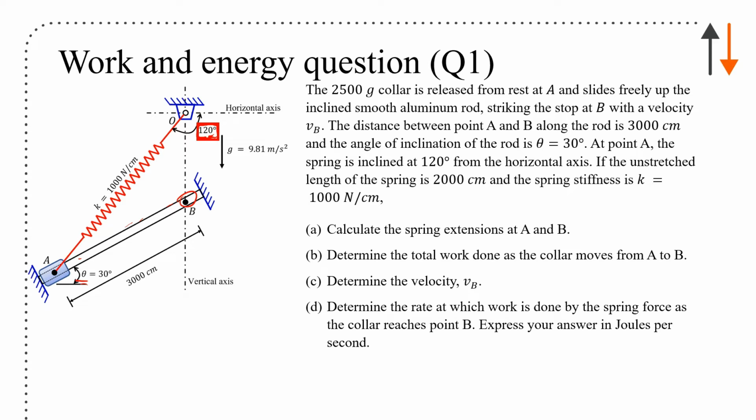You'll also notice that this has a lot of weird units: 2,500 grams, 2.5 kilos, 3,000 centimeters, 30 meters. All of this sort of plays into one of the stresses in the course, which is solving problems with units. And so keeping track of your units is really important here. So this is a problem with a lot of units. Calculate the spring extension at points A and B. Determine total work done by the collar as it moves from A to B. Determine the velocity at B, which was mentioned at the beginning of the problem. And determine the rate at which work is done.